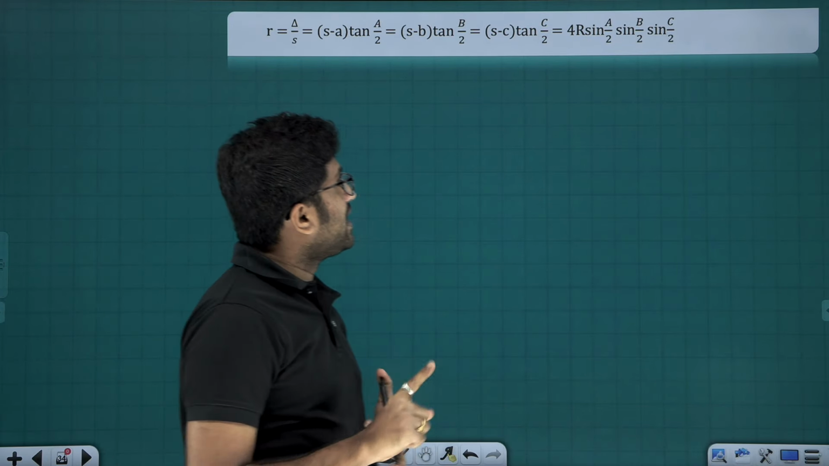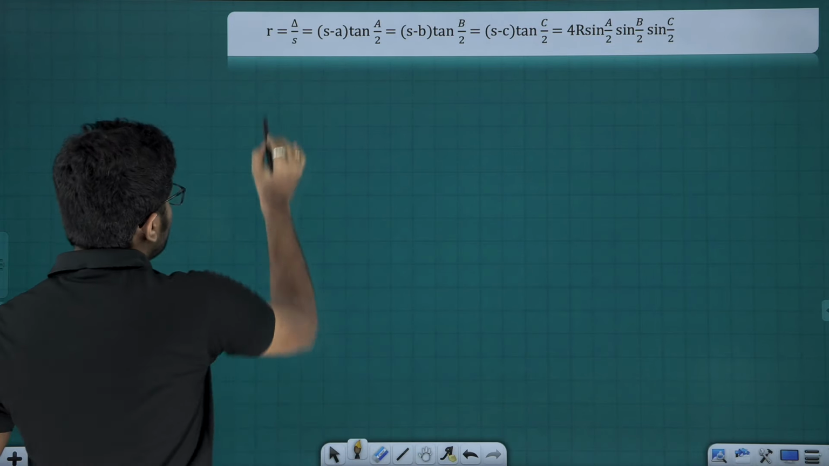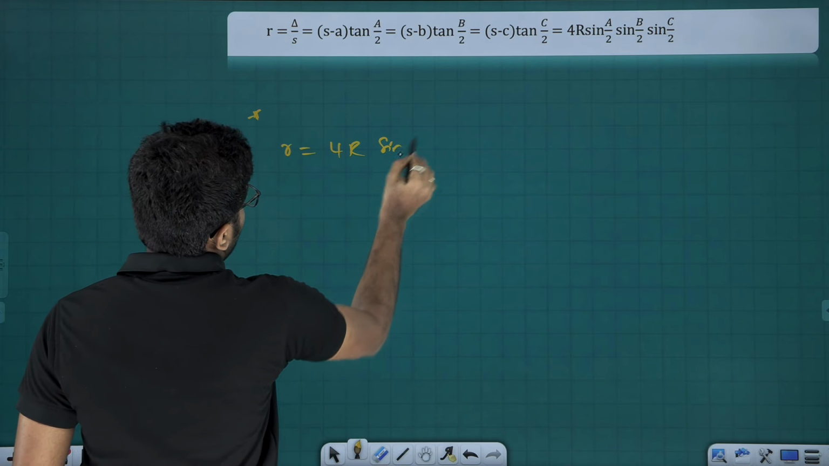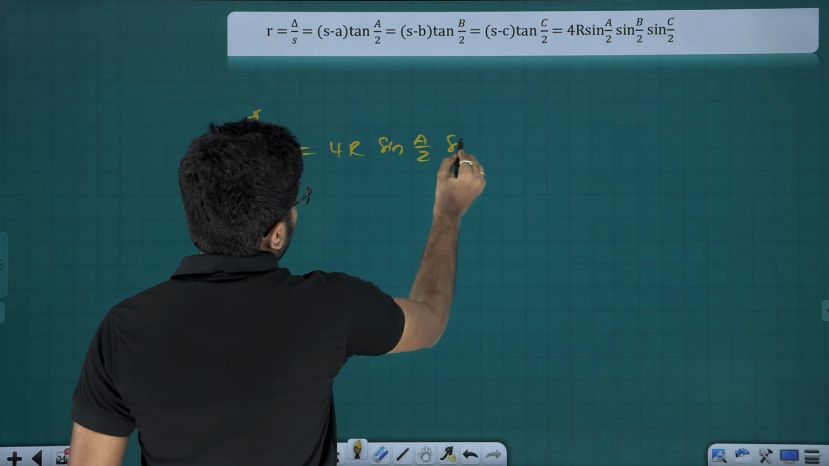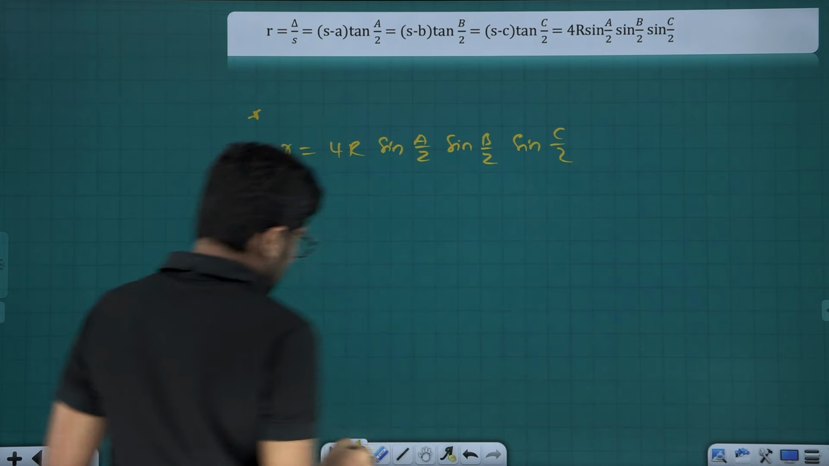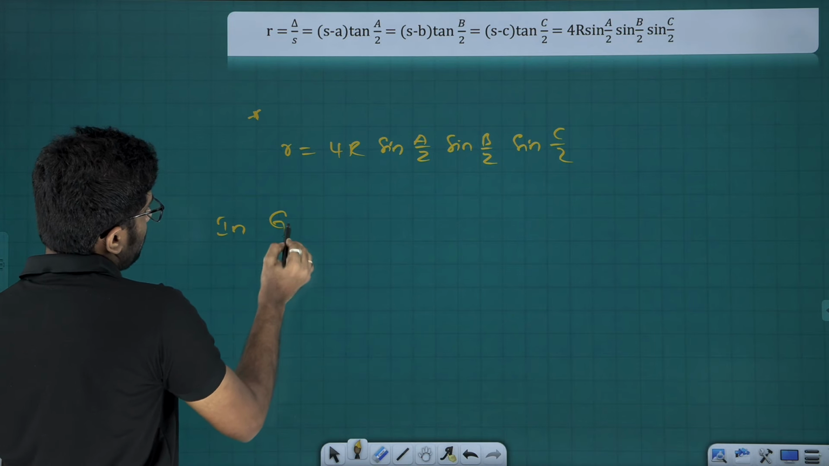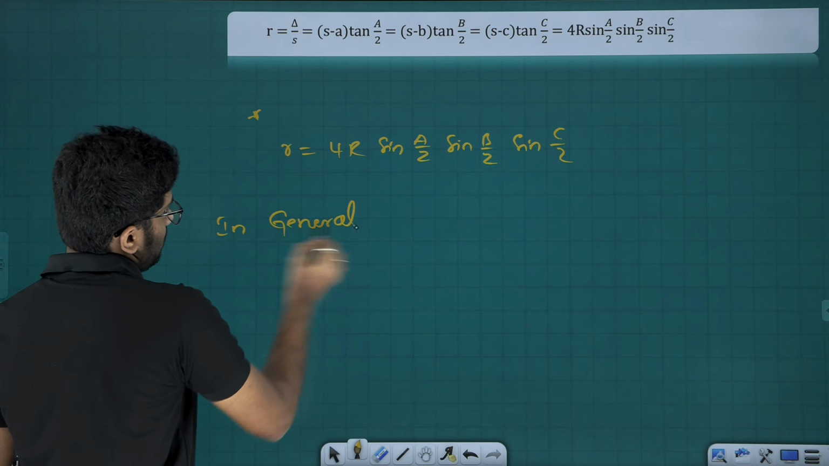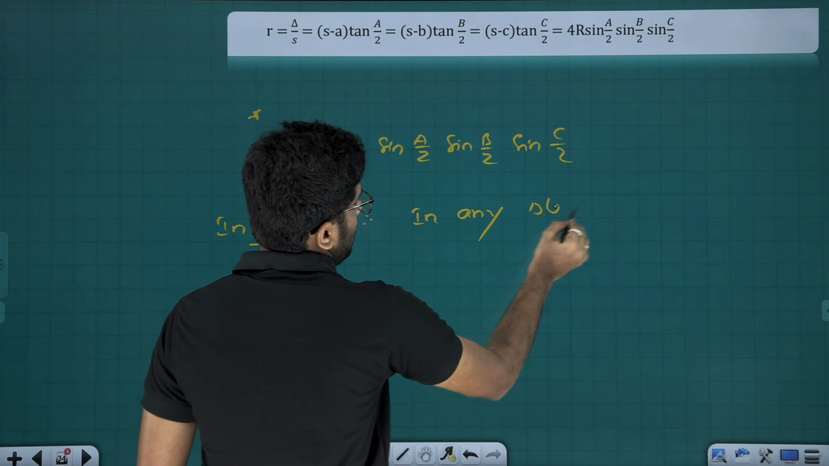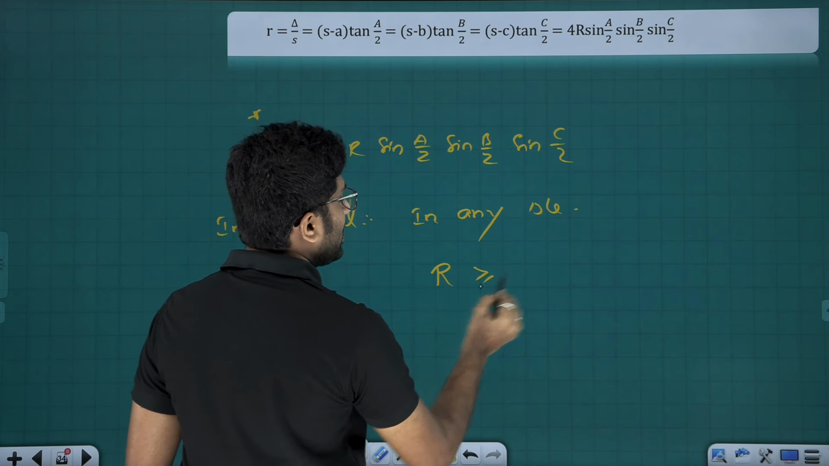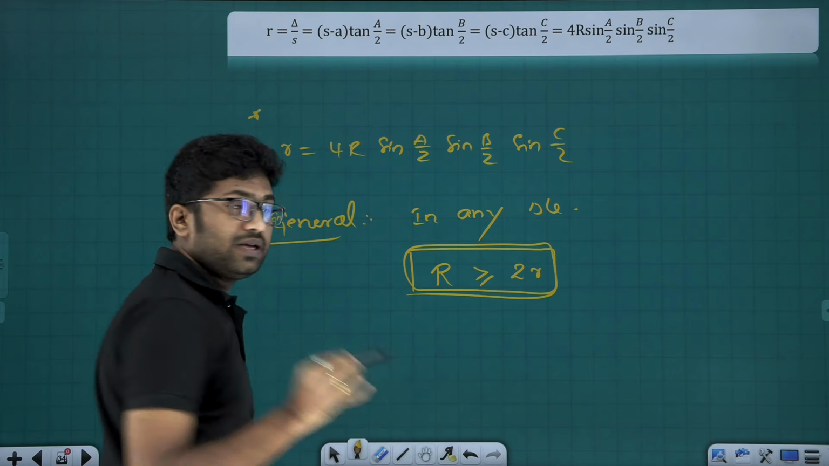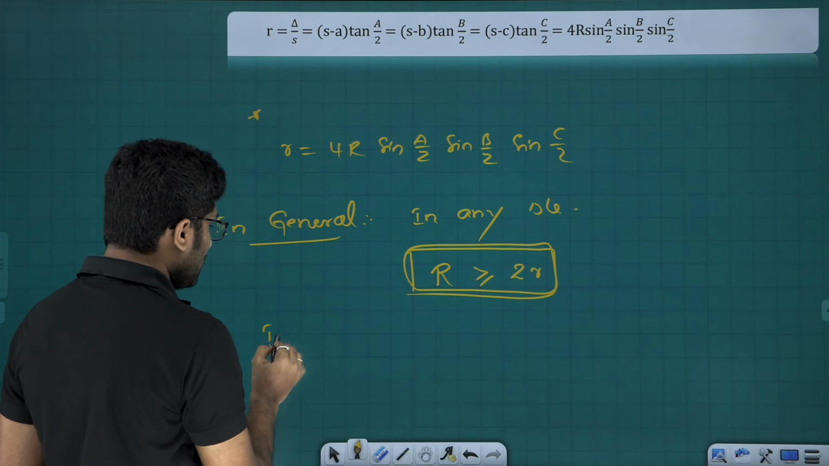Last, we have r = 4R sin A/2 sin B/2 sin C/2. The most important formula that we have is r equals 4R times sin A/2, sin B/2, sin C/2. Friends, in general, in any triangle, capital R will always be greater than or equal to 2r.